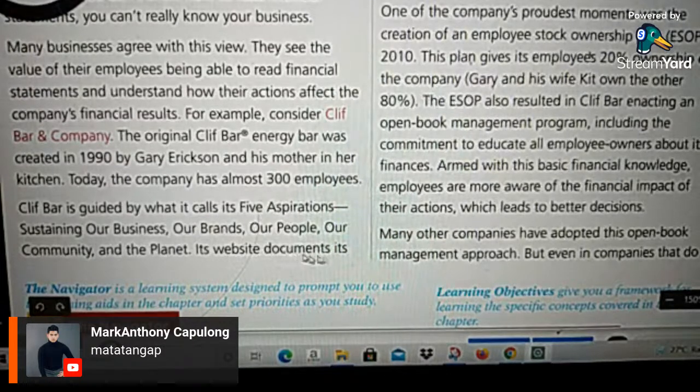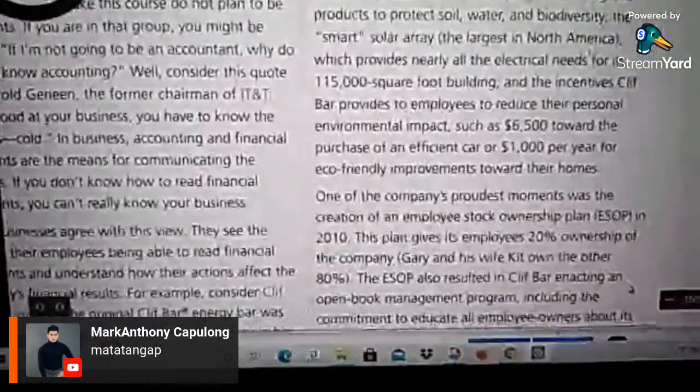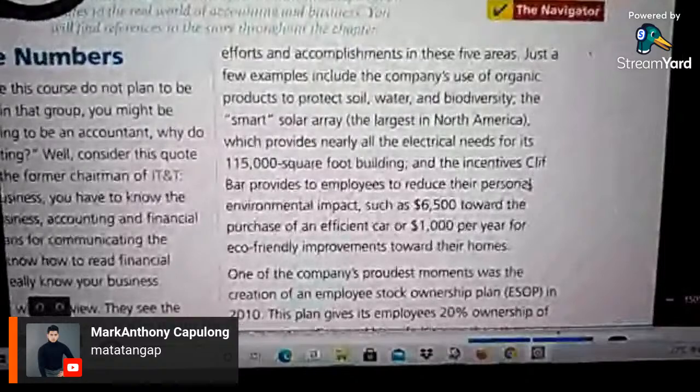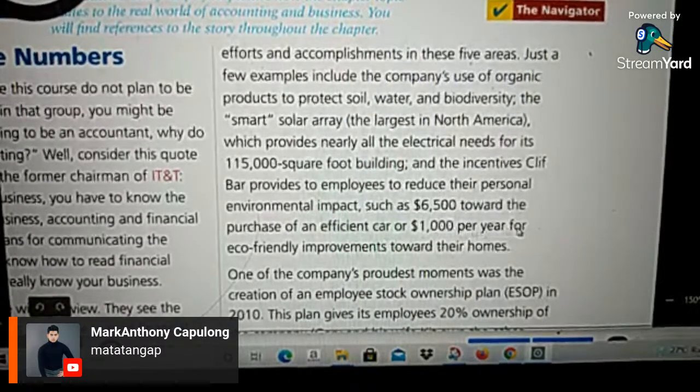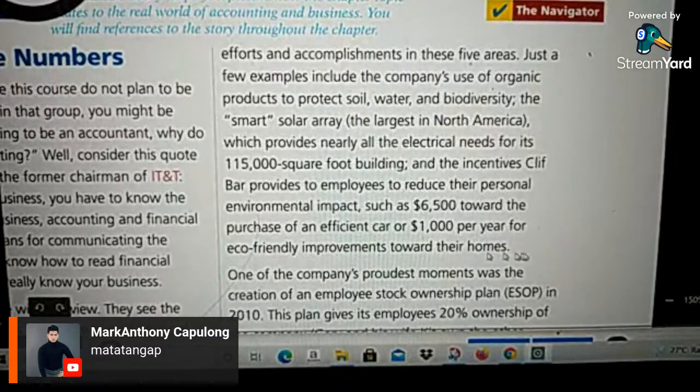Its website documents its efforts and accomplishments in these five areas. Just a few examples include the company's use of organic products to protect soil, water, and biodiversity. A smart solar array, the largest in North America, which provides nearly all the electrical needs for its 115,000 square foot building. So they already own this very big building. And the incentives Clif Bar provides to employees to reduce their personal environmental impact, such as $6,500 toward the purchase of an efficient car, or $1,000 per year for eco-friendly improvements to their homes.